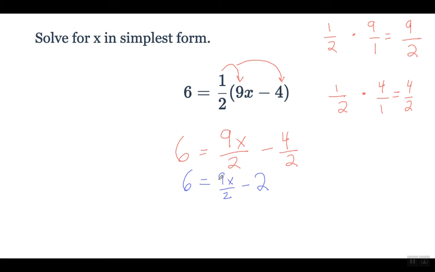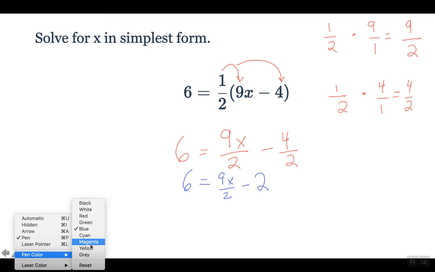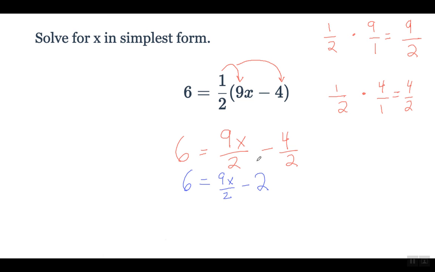Okay, the number that's with the letter, I'm going to move last. I'm going to move this minus 2 first, by doing plus 2 to both sides. So 6 plus 2 is 8. Negative 2 plus 2 is 0. So all I got left is this.